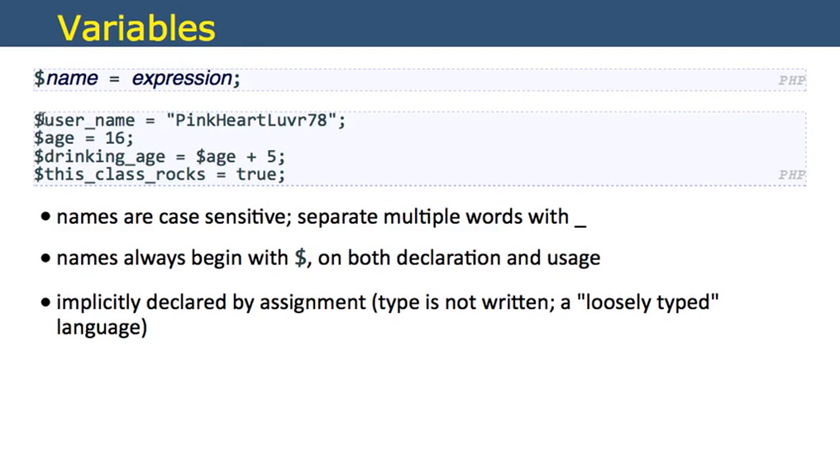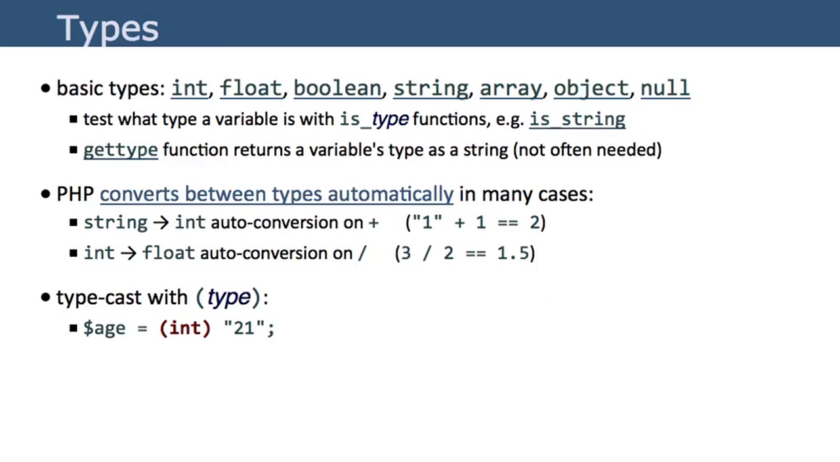Variables. You can just declare variables however you want. They all begin with dollar signs. And the same rules for variable names apply as in Java. Oftentimes people put underscores between words. They can be strings, numbers, expressions, or Boolean values. PHP is a loosely typed language, so there are no type declarations in PHP. You don't say int $age equals 16 or string $username equals something. You just declare the variable, and PHP figures everything out.